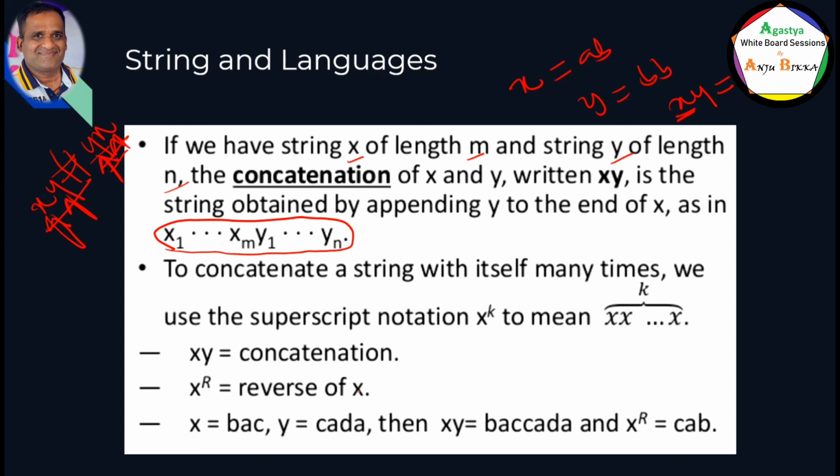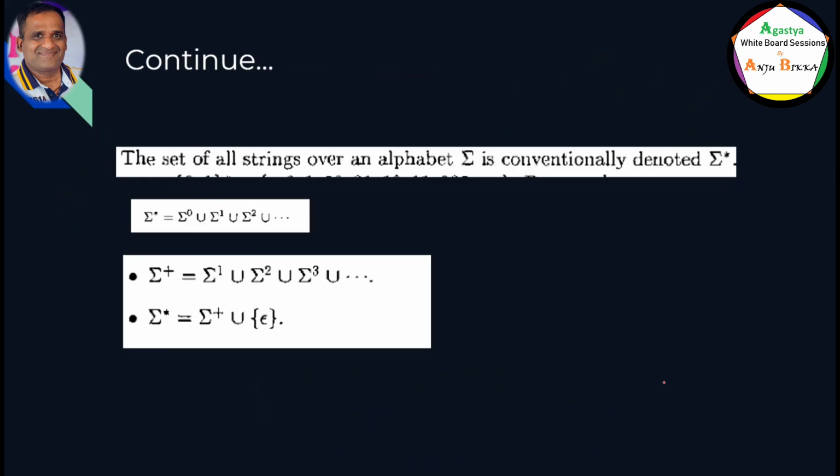Then the reverse of x is like this. So then this is the x and y. Then the concatenation is this one, and the reverse is CAB. Now this we already discussed.